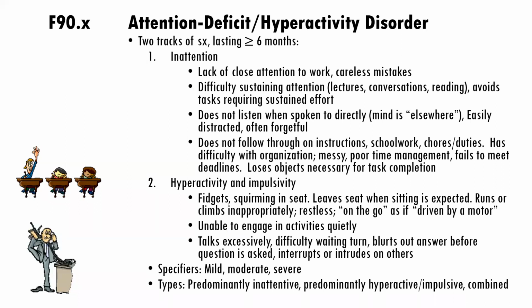Unable to engage in activities quietly, talking excessively, difficulty waiting turn and blurting out the answer before a question is asked, interrupting or intruding on others. You're probably familiar with most of these symptoms. ADHD is very well known. The specifiers are mild, moderate, and severe, and note that there are 3 primary types: predominantly inattentive, that's the first cluster, predominantly hyperactive or impulsive, second cluster, and combined type.